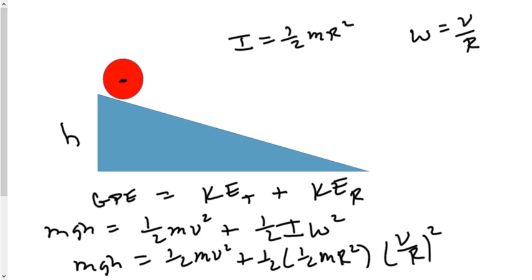Okay, and then you can simplify that and cross things out. You can see that mass is in all locations, so you can cross that off. You can cross off some r's over there too. And go ahead and simplify it when you're done.